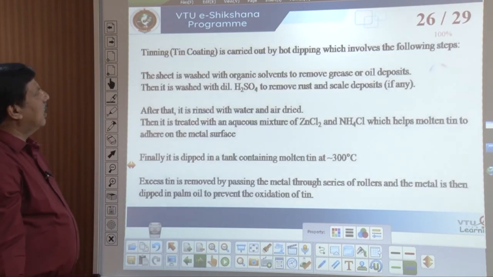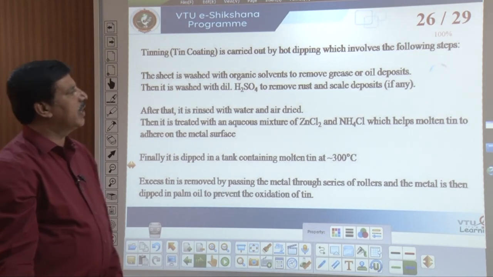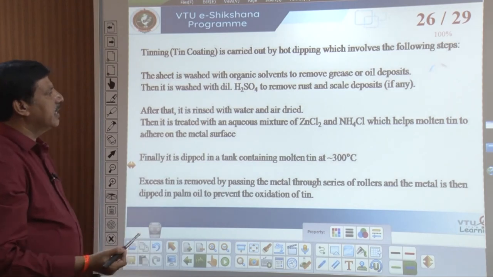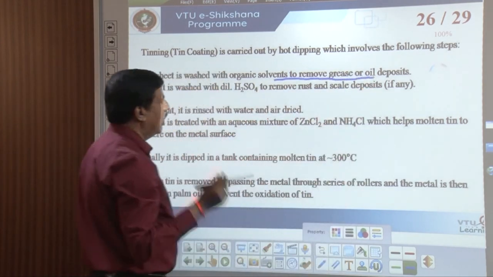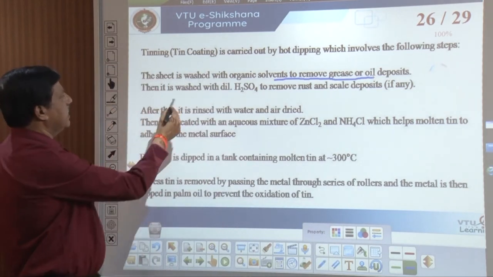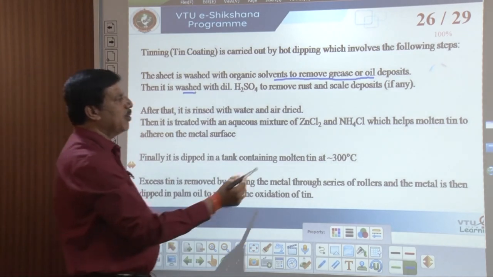So the tinning or tin coating is carried out by hot dipping, which involves the following steps. The sheet is washed with organic solvent or alkali, followed by the acid treatment, to remove grease or oil deposits. Then it is washed with sulfuric acid to remove rust and scale deposits.